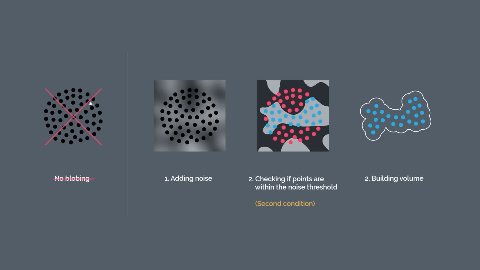So we have to build a second condition, and this condition we build with a noise. So we add a noise to the setup, and then we build a threshold. So we check if the new point is inside the noise threshold, you see here with the blue points, or outside of the threshold here, the red points. And with this condition, we say if the point will be created or not. And then at the end, we collect all those points and we feed them into a volume builder, and then we have here our point growing solver finished.